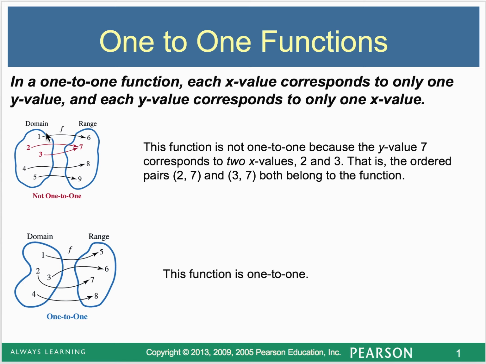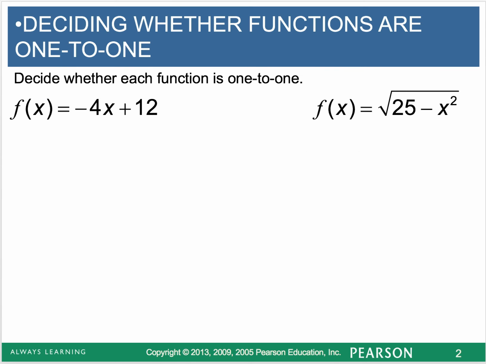So now, even though this is a function, it's not a one-to-one function. This one, however, is one-to-one. Each x goes to its own y, each y goes to its own x. Okay, so one-to-one functions. To decide whether an equation is one-to-one, basically what we're doing is looking for anything that makes two x values go to the same y value, whether it's positive or negative. So a square on an x or an absolute value on an x, something like that.